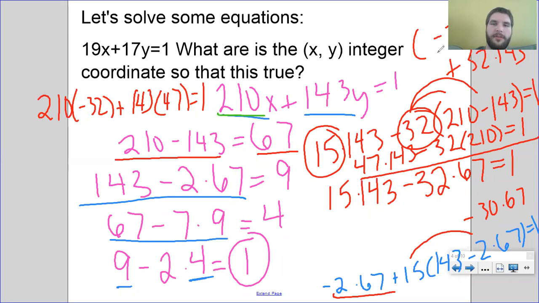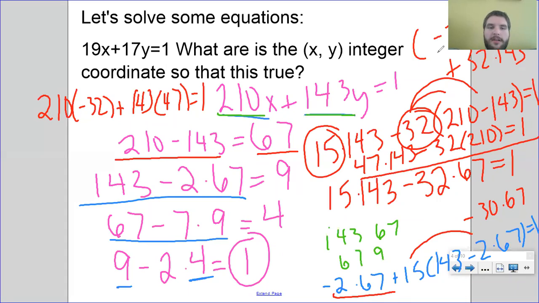We dealt with 210 and 143, realizing they're relatively prime. We used the Euclidean algorithm to realize that this was really the same thing as 143 and 67. These two numbers are also relatively prime. And so we kept breaking that down. So we got 143 minus 2 times 67 is 9. And then again, now we'd be down to 67 and 9.